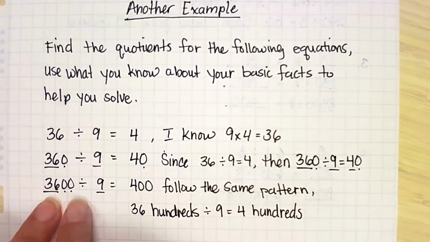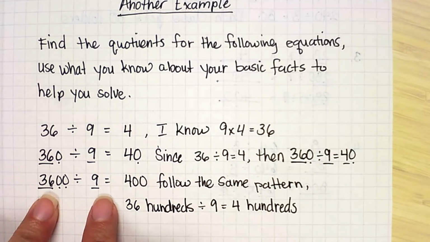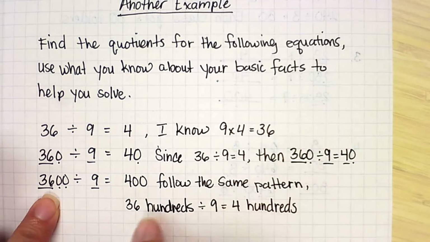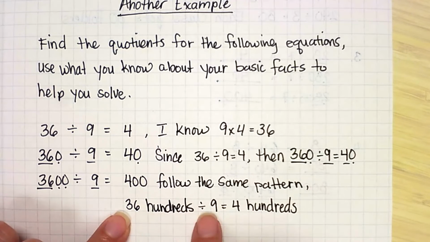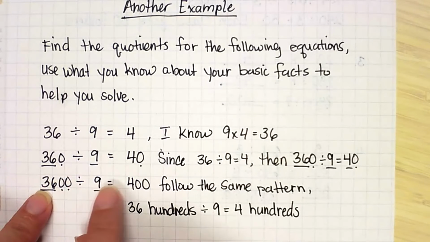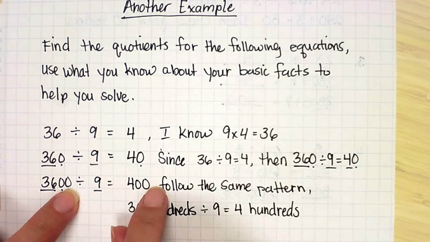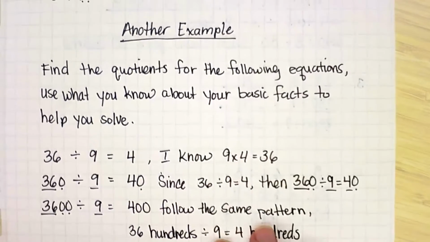If I have 3,600 divided by 9, this is going to follow the same pattern. It's going to equal 400. So 36 hundreds divided by 9 is equal to 4 hundreds. I dropped those 2 zeros. I did my basic division. I got my 4. The 2 zeros that I dropped, I added back onto my answer.